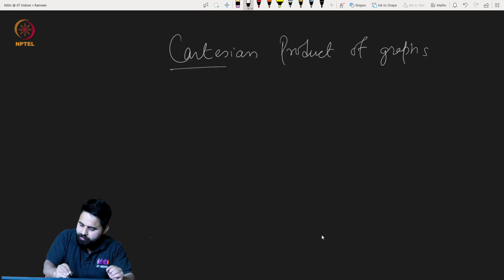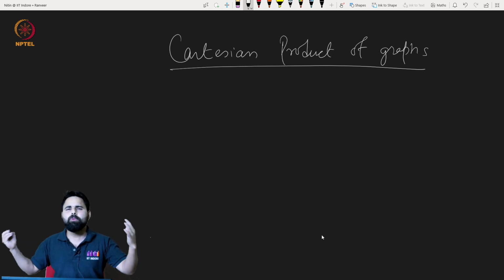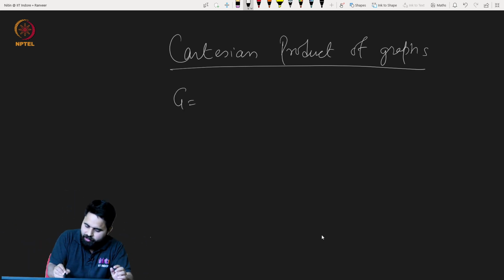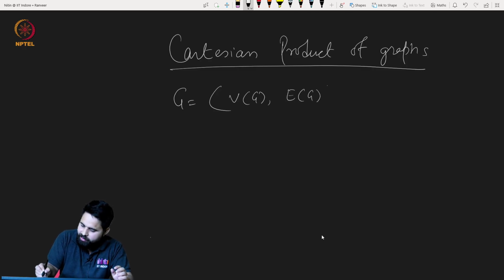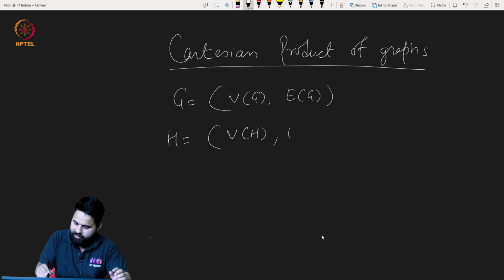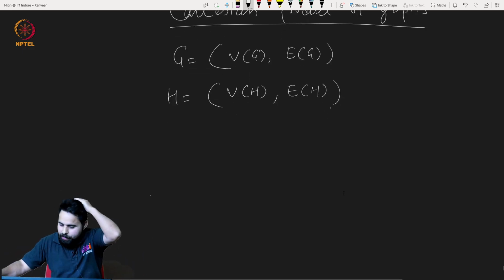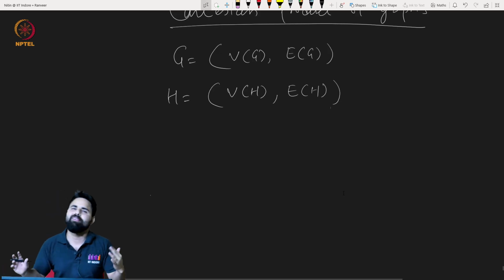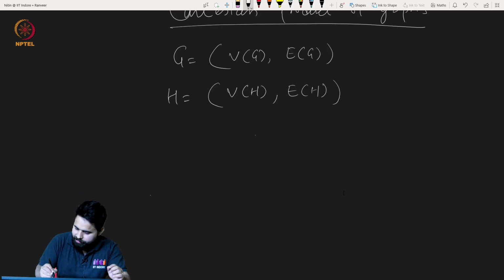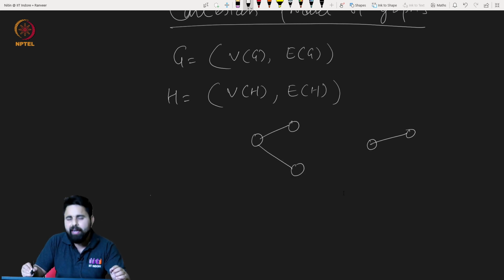Suppose we have two simple graphs. Suppose this is G, with a vertex set and edge set, and there is another graph H with its own vertex set and edge set. Let me first give you an example of the Cartesian product of two graphs, and then we will define it formally. So suppose one graph is this and another graph is this, and let me number them.